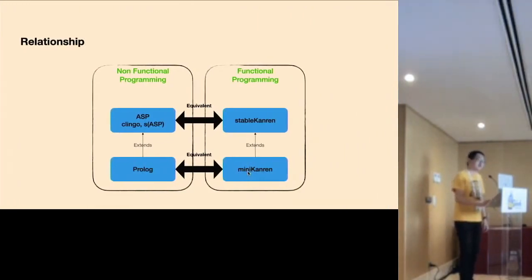For example, miniKanren is a replica of Prolog, and we will try to extend it with the stable model semantics. We have stableKanren, and in the non-functional programming implementations, we have ASP systems like Clingo and s(ASP). These are equivalent to our stableKanren.